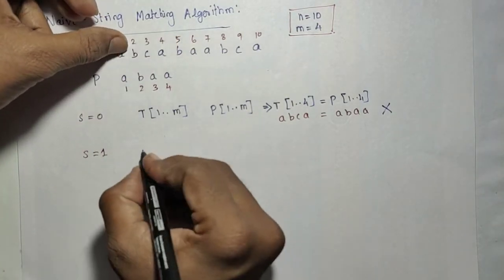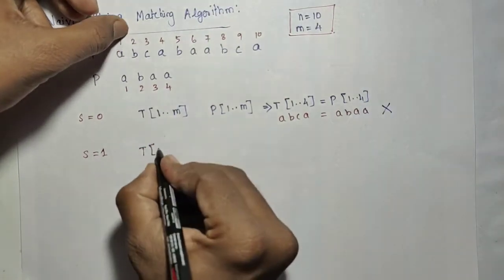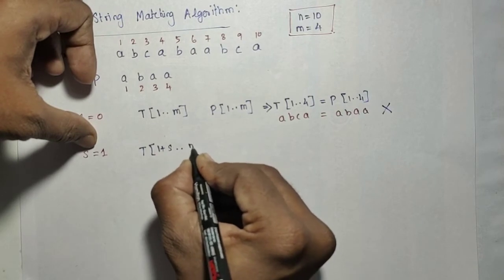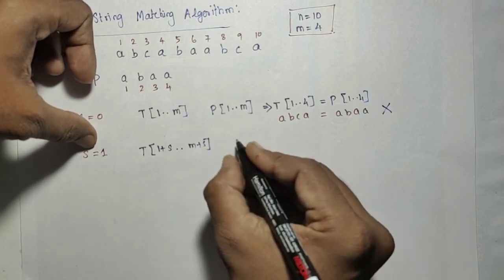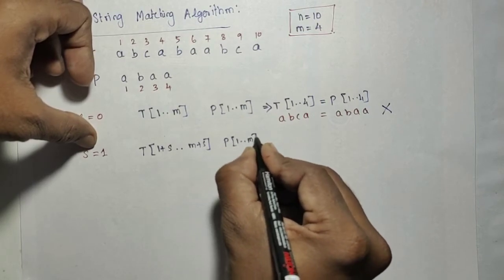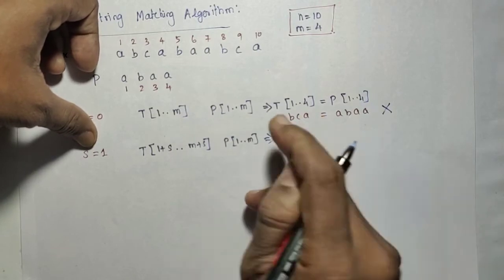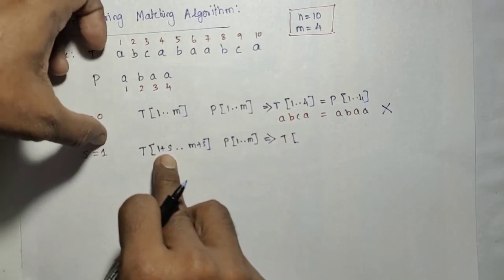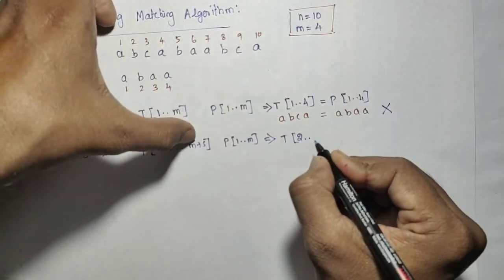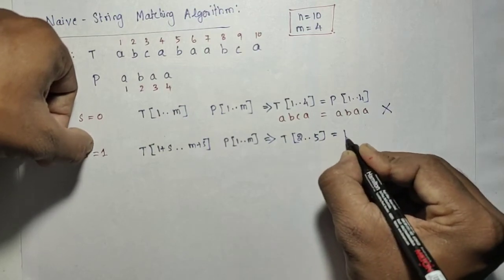So how can we write this? That is start from 1 plus s to m plus s, which is going to be compared with p of 1 to m. It means t of 1 plus s, where s is 1, so 1 plus 1 is 2, to m plus s. M is nothing but 4, and 4 plus 1 is 5. So 2 to 5 is going to be compared with p of 1 to 4.